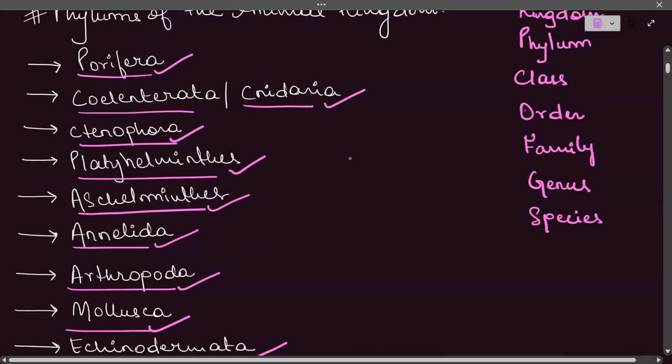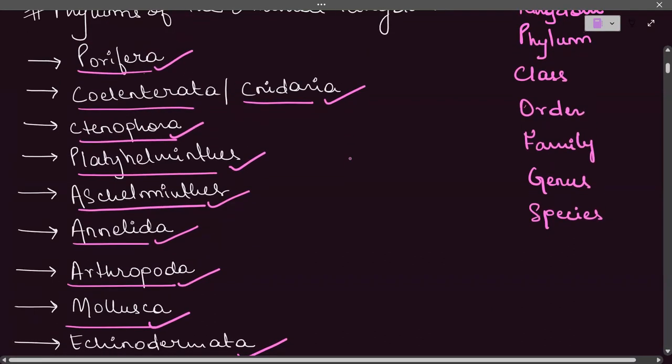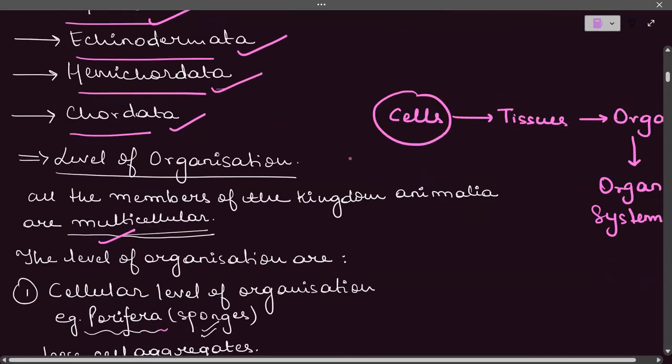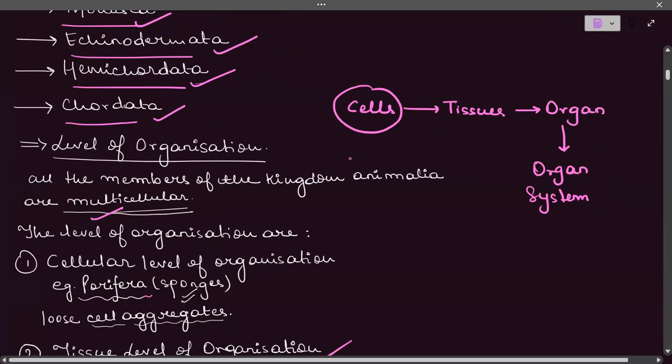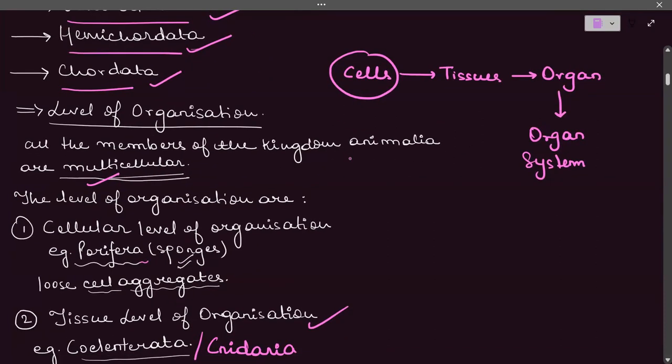Now this is with reference to the sequence as it has been given. The first phylum that we're going to talk about is the phylum Porifera. But before that, we will talk about the various levels of organization. Now we know that the cell is the unit of life. When many cells come together, they make up the tissue. When many tissues come together, they make up the organ. And when many organs come together, they make up the organ system. So this system, or the way the cells and tissues are arranged, we call the level of organization.